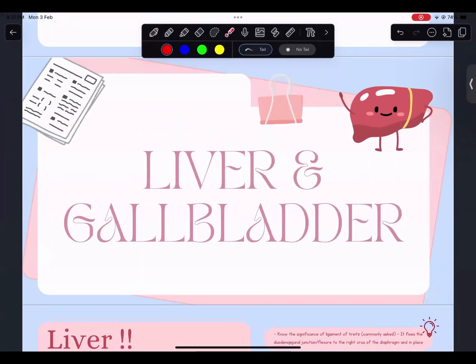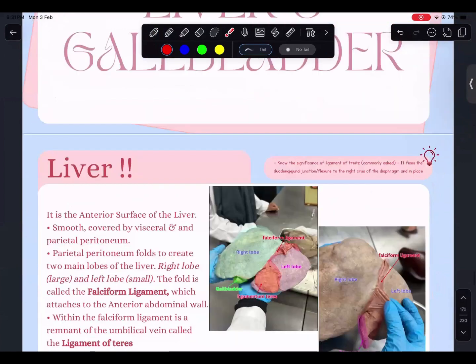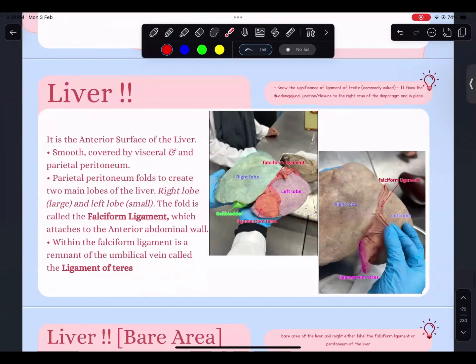Okay, so let's start. Starting off with the liver, let's talk about the anatomy and the structure and everything that's going on with the liver. This right here is the anterior surface of the liver that we're looking at, and it's going to be covered by the visceral and parietal peritoneum.